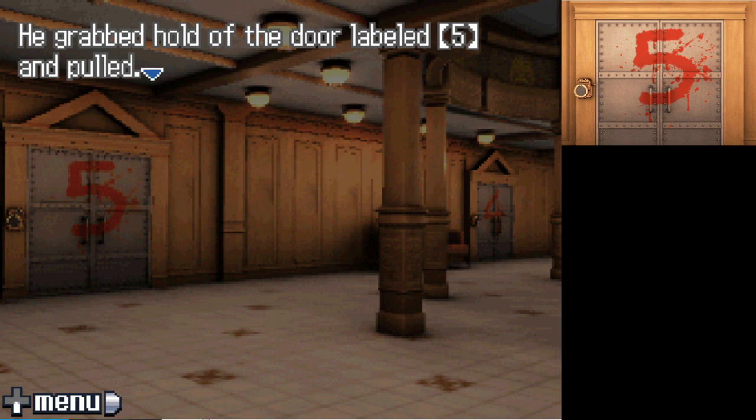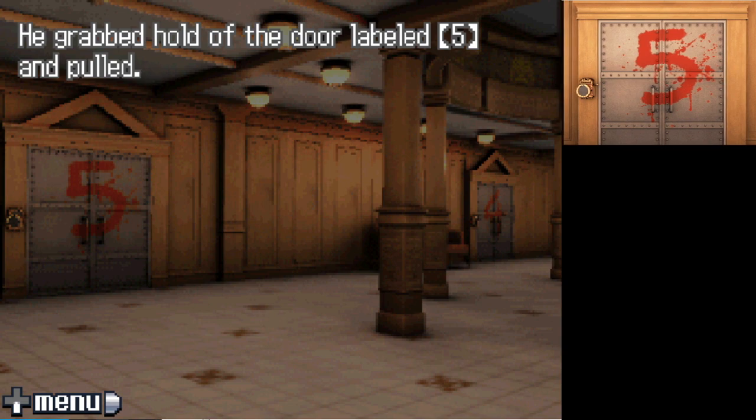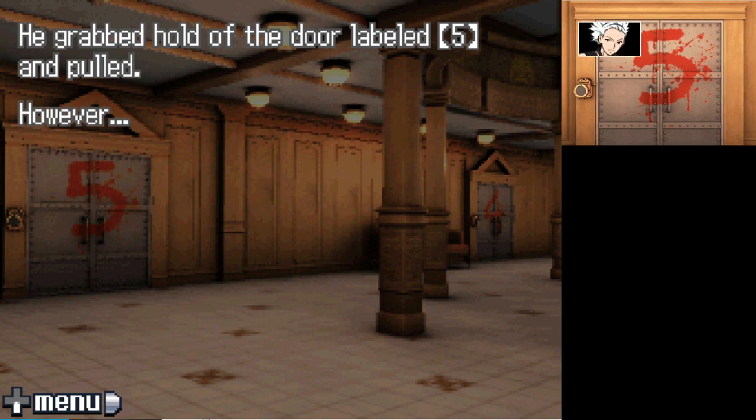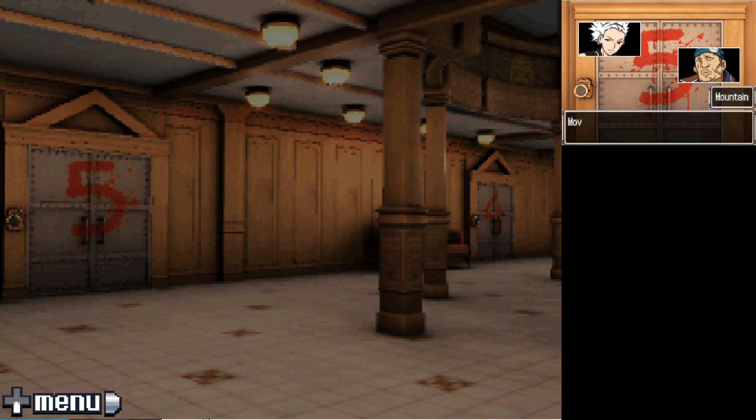We grabbed hold of the door, level 5, and pulled. However, fuck, it's not opening. This damn thing won't even budge. Move. You're in my way.